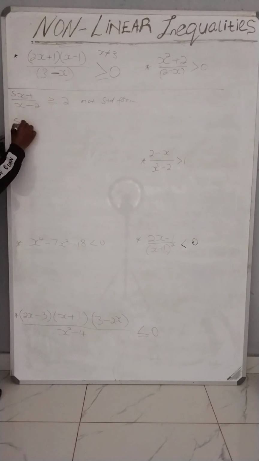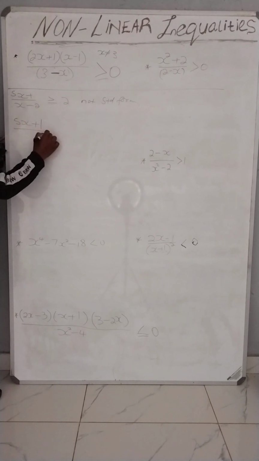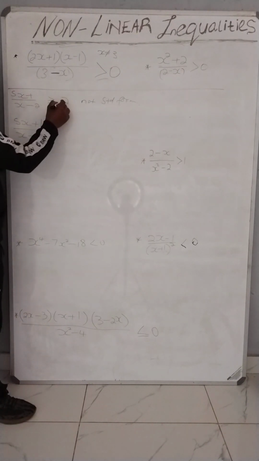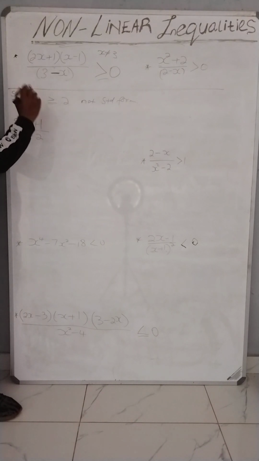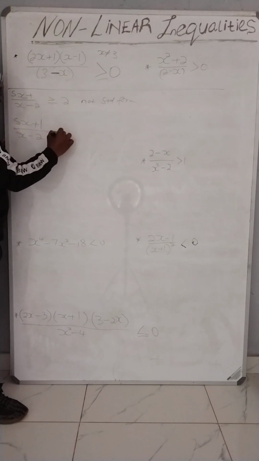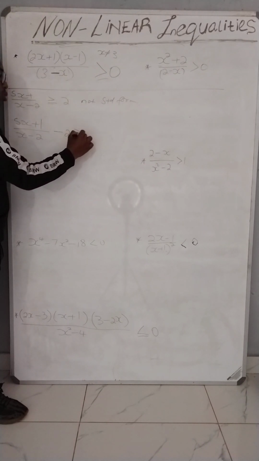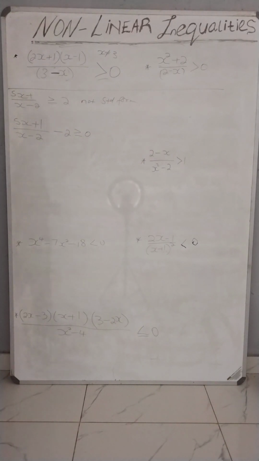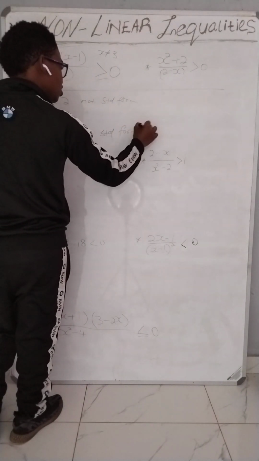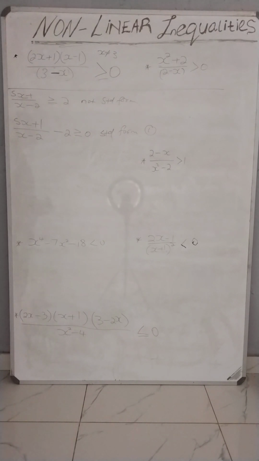So you're going to put it in standard form. You're going to have 5x plus 1 over x minus 2. I hope that it was 1, guys. I don't remember, but let's just assume it's 1 anyway. Then you're going to take this 2 across. Then it's going to be minus 2 is greater or equal to 0. Okay, all right. So now you have your inequality in standard form. This is number 1. You have observed number 1.